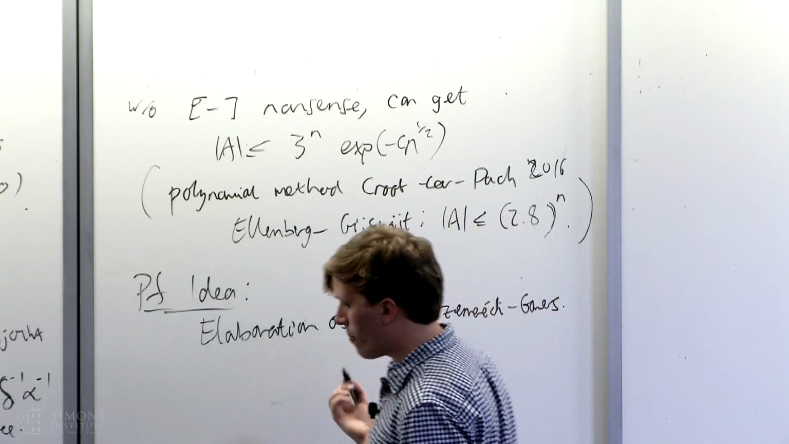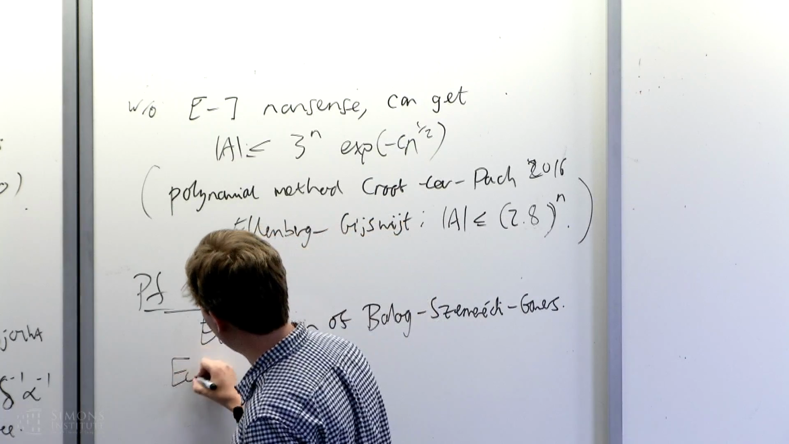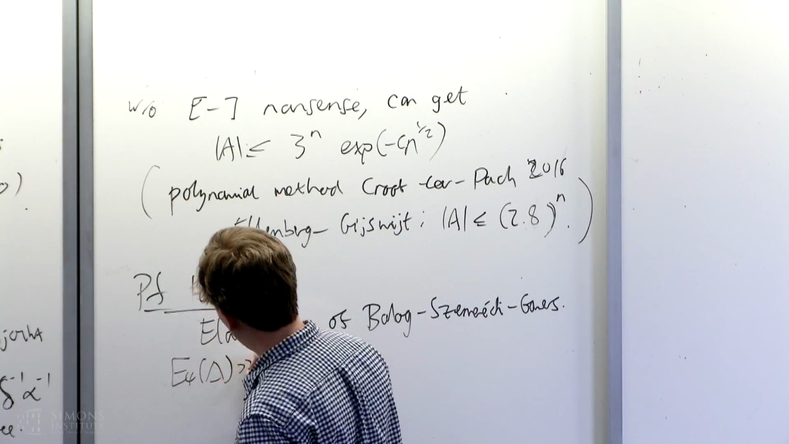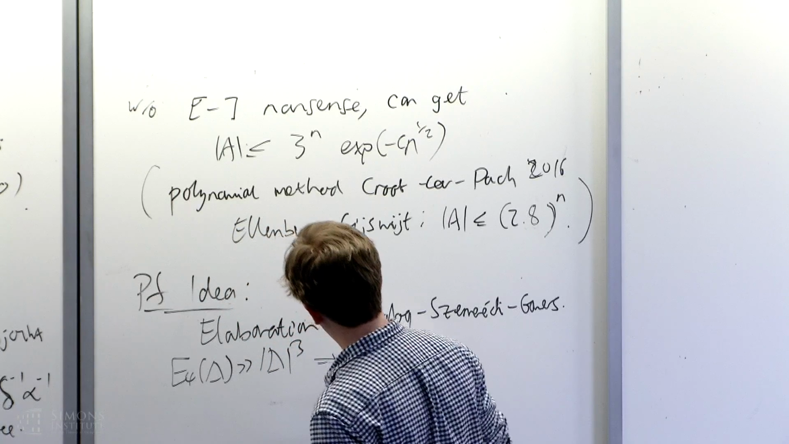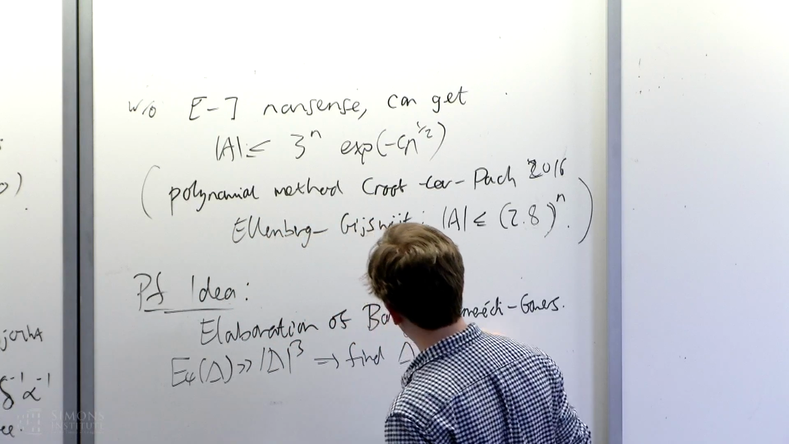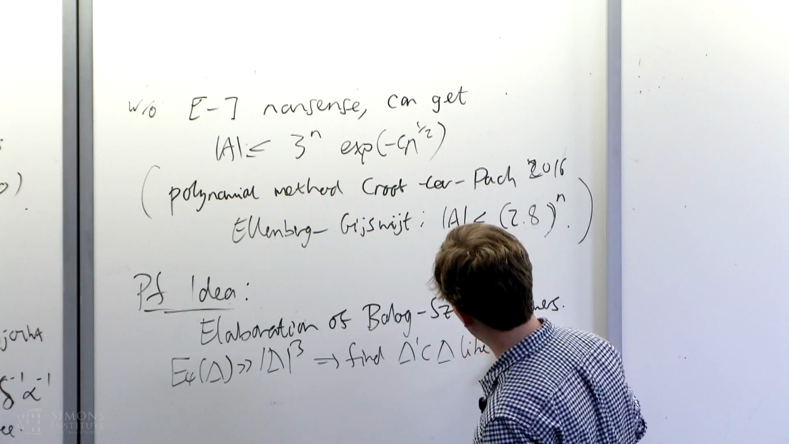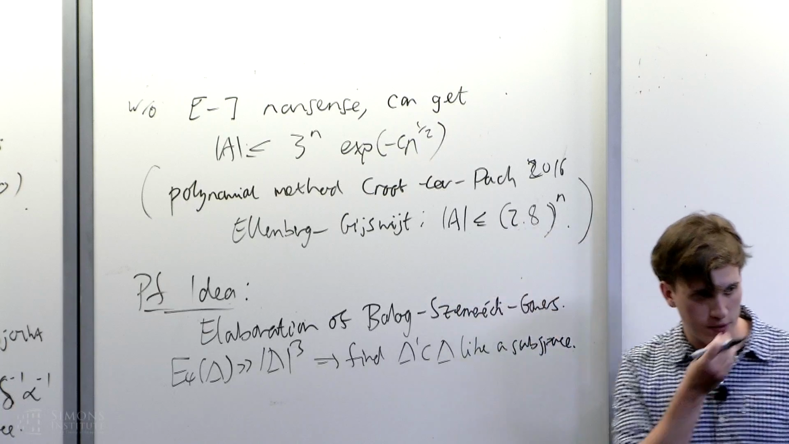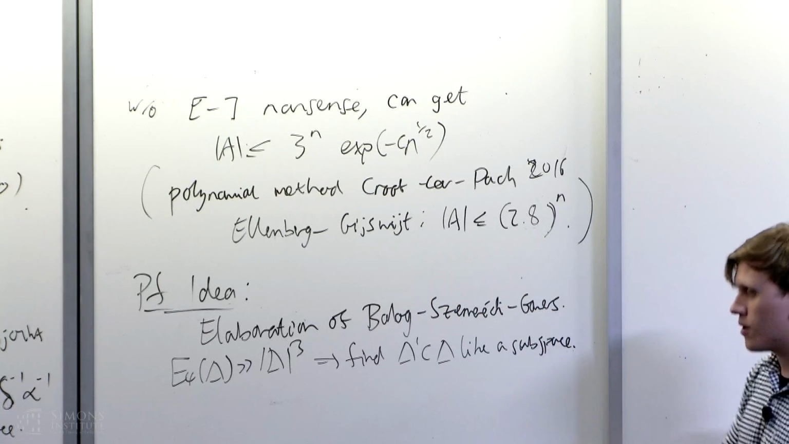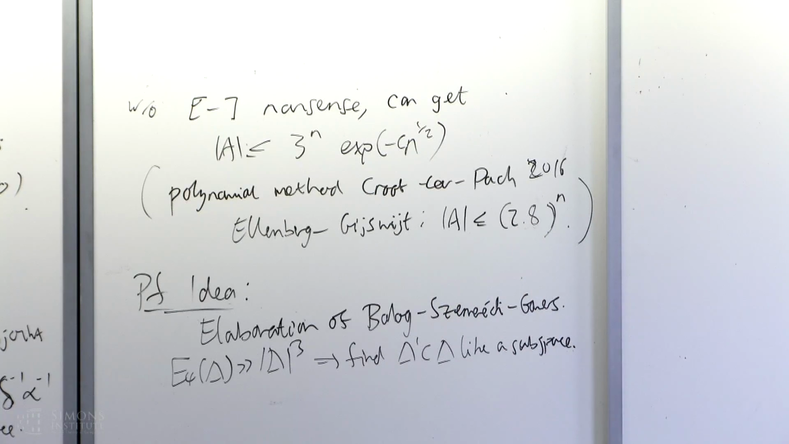Right? So in Balog, Szemerédi, and Gowers, what you start with is the assumption that E4 of delta is at least the size of delta cubed, and then find some delta prime subset of delta, which looks like a subspace. Roughly. Okay, that's what Balog, Szemerédi, Gowers tells us. Well, as the way I've written it, Balog, Szemerédi, Gowers plus Freiman, Ruzsa.